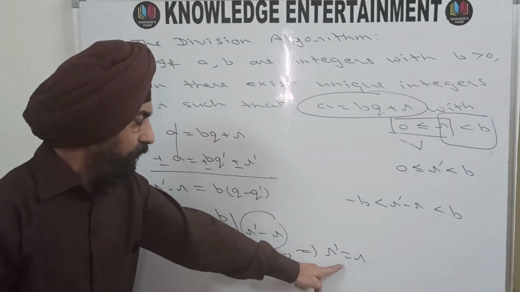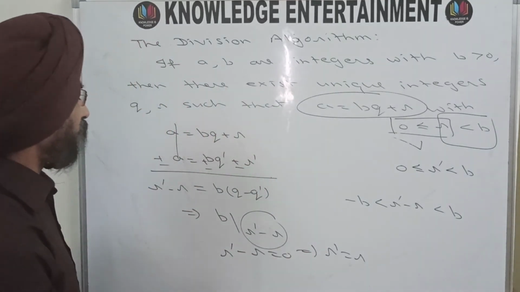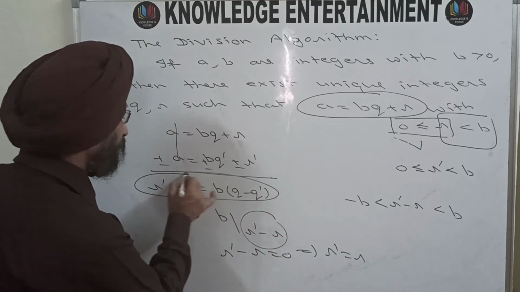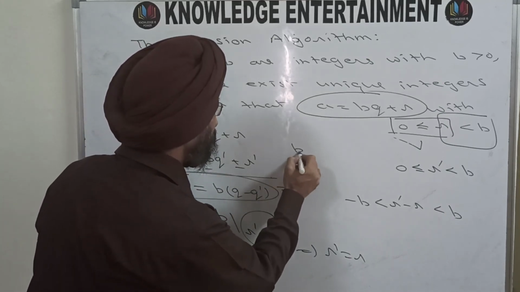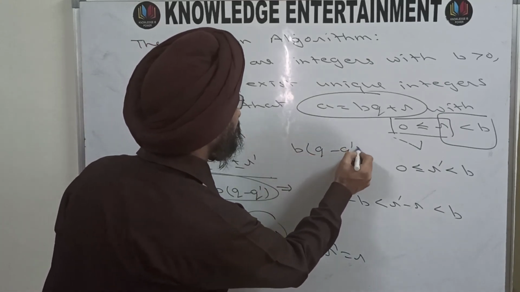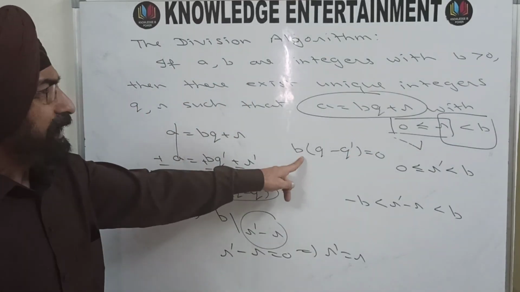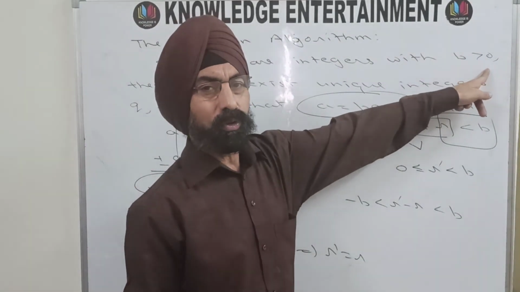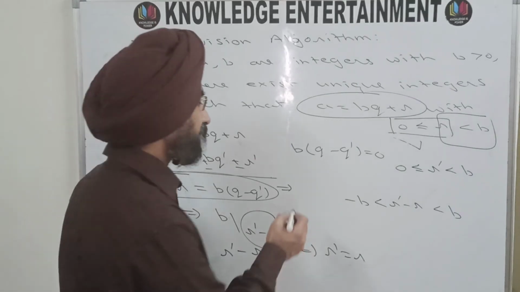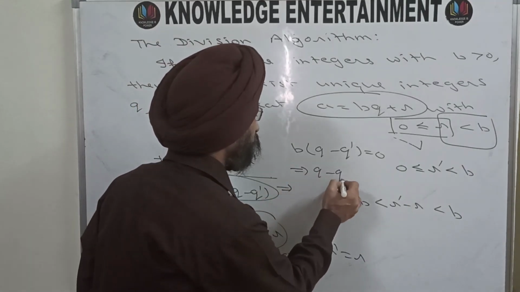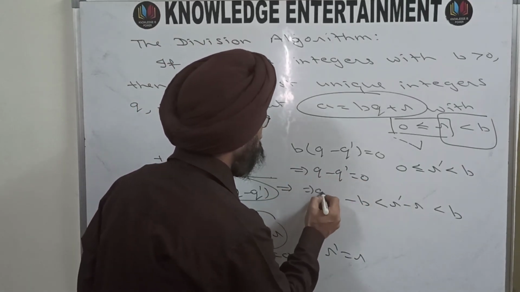And if you put the value of R dash equal to R here, what are you going to get? B into Q minus Q dash is 0. But B is strictly greater than 0, it is not 0. What does it give? It gives Q minus Q dash is 0. So this means Q is equal to Q dash.